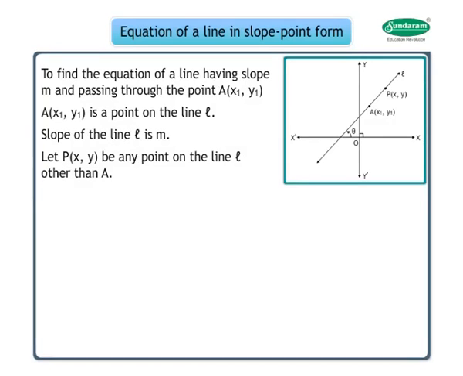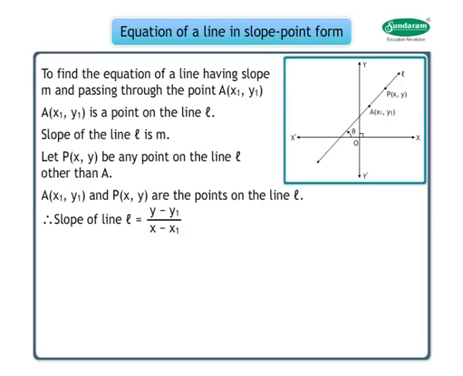Let point P with coordinates x, y be any point on the line L other than A. Point A with coordinates x1, y1 and point P with coordinates x, y are the points on the line L. Therefore, slope of line L is equal to (y minus y1) upon (x minus x1).